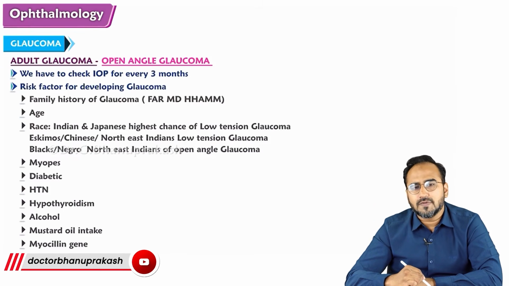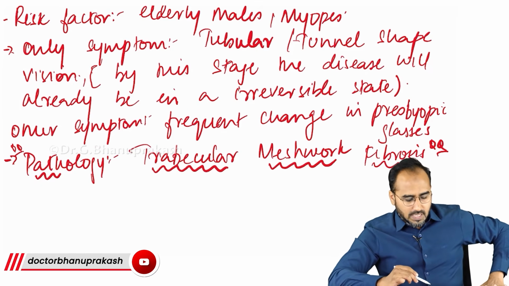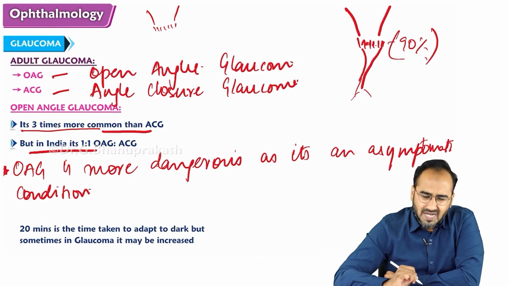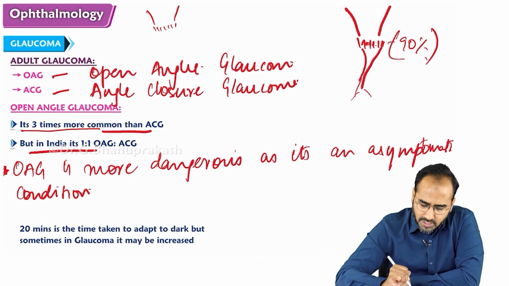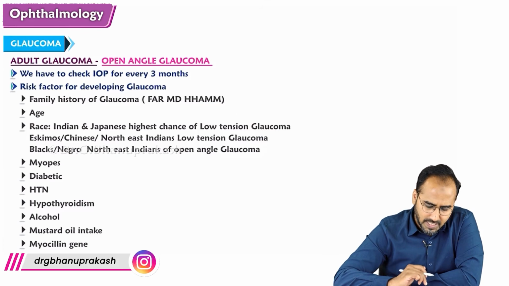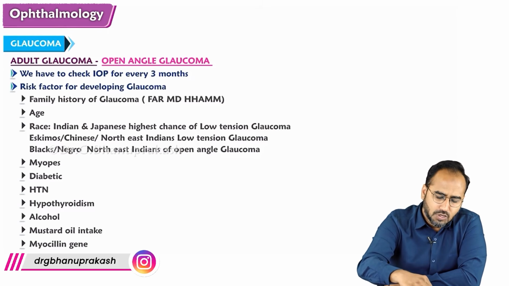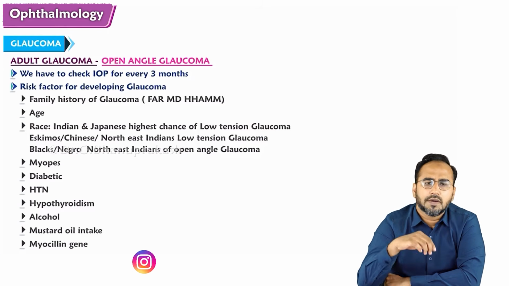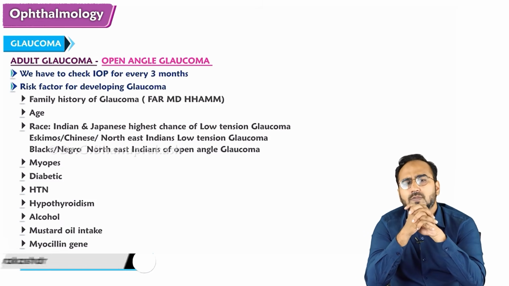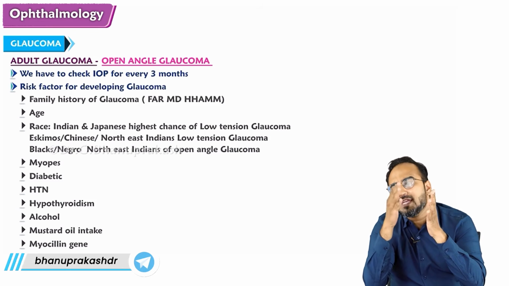Right. Now, coming to the next, which is called as angle closure glaucoma. Now, before going to the angle closure glaucoma, what else we need to remember? 20 minutes is the time taken to adopt the dark, but sometimes in glaucoma it might be increased. So, remember guys, in open angle glaucoma, I told you that the symptom of the patient develops at a very last stage.